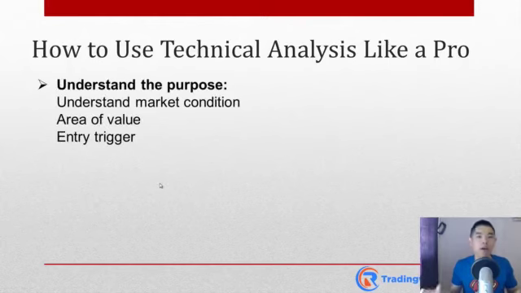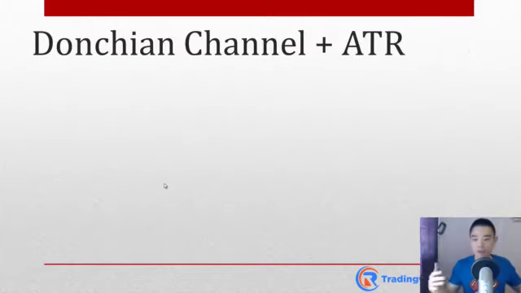Firstly, understand the purpose of your technical analysis, whether you're trying to define the market condition, define an area of value, or use it as an entry trigger. You have to know the purpose of your technical analysis, and that is something we covered extensively over the last half hour. For example, a few concepts I can share: you can use the Donchian channel and ATR as a trading strategy. Something that you can think about.